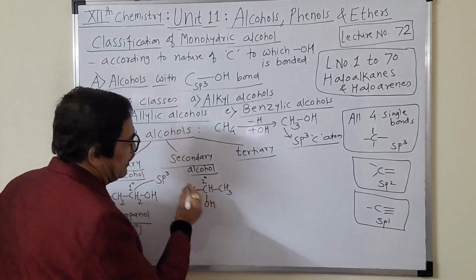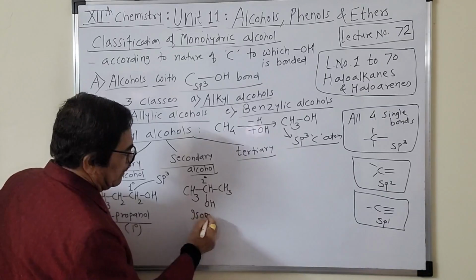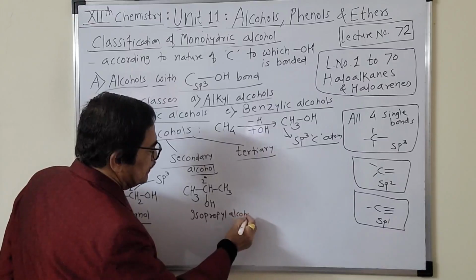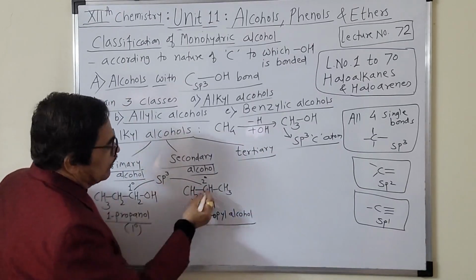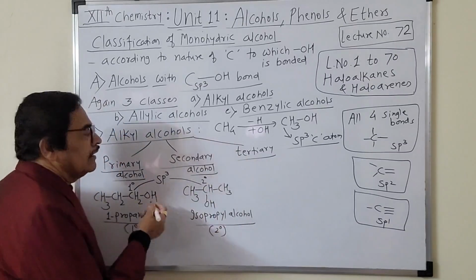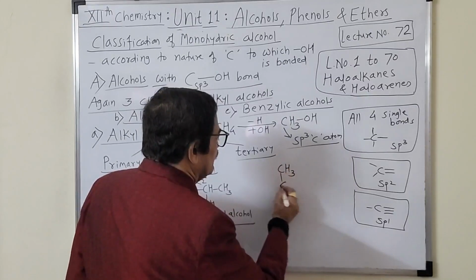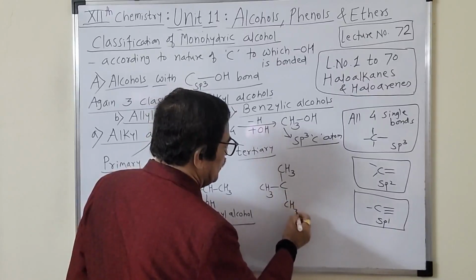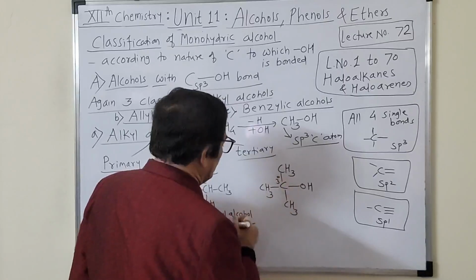And this is called the secondary alcohol. This is called isopropyl alcohol or secondary alcohol. And again the carbon type is sp3 hybridized because that carbon has all single bonds. So it is an alkyl alcohol. And for tertiary alcohol, I can give the example like this: CH3, CH3, CH3, OH. So here OH is attached to the tertiary carbon.